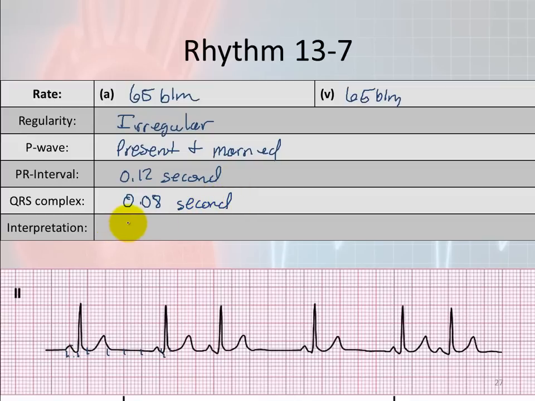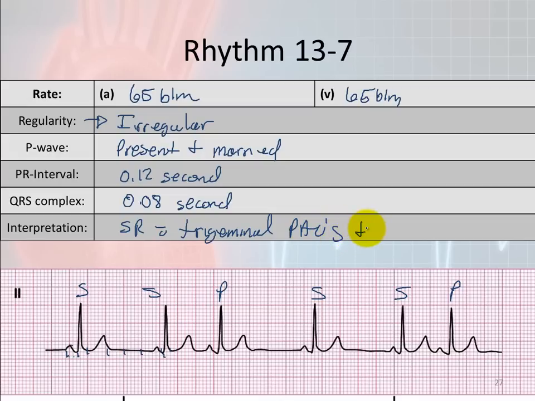The underlying rhythm we have here, 65 beats per minute. Everything else looks fine except for this irregularity right here. I'd say it's a sinus rhythm with, we have one PAC right here, and then we also have another PAC back here. So this looks like sinus, sinus, PAC, sinus, sinus, PAC. So we'll have a 1, 2, 3, 1, 2, 3. So it looks like we have trigeminal PACs.